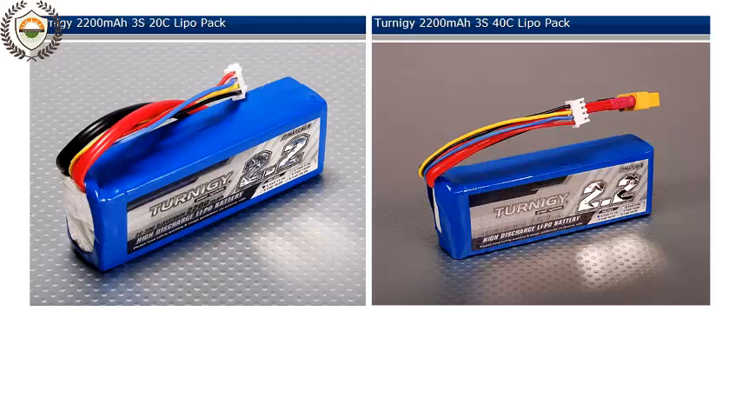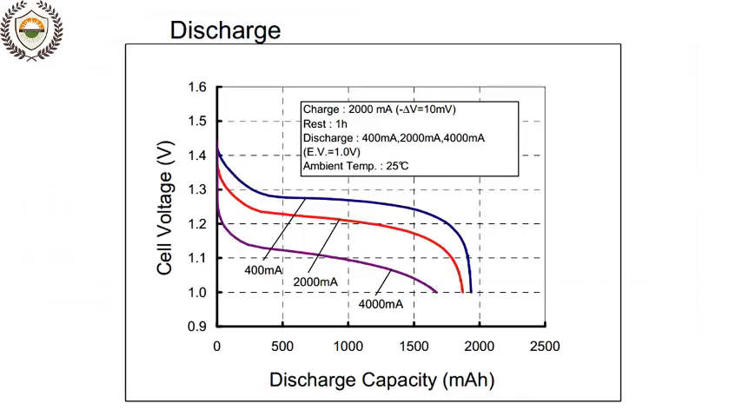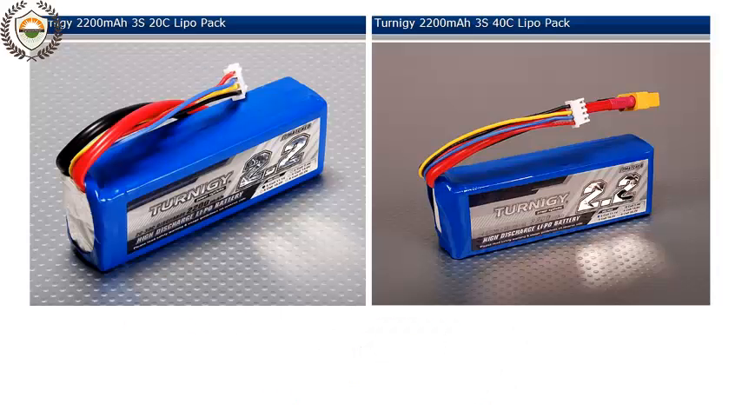Here are two batteries that seem identical. They both have a nominal voltage of 11.1 volts and a capacity of 2200 milliamp hours. They look the same, but one of them has a 20C rating and the other is rated at 40C. But what is a C rating? The C rating is an informal way of describing how much current the battery can safely deliver. If you show a battery discharge curve like this to most people, they'll have no idea what it means, and it's not very exciting marketing material. So marketers like to use C ratings instead.